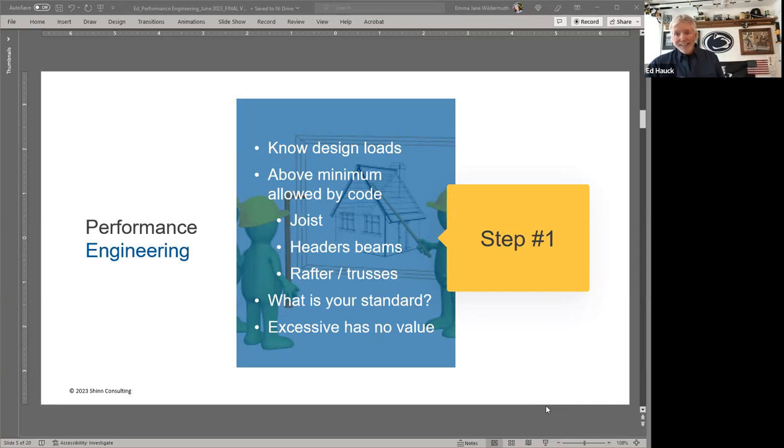By the way, excessive has no value. We had a large portion of the sales and marketing team on a part of this process. If there's a salesperson on this call, I'd like to hear a salesperson who ever says, my power lamps are bigger than your power lamps. My headers are bigger than your headers. Nobody ever talks about that. Excess has no value whatsoever to the buyer, okay?